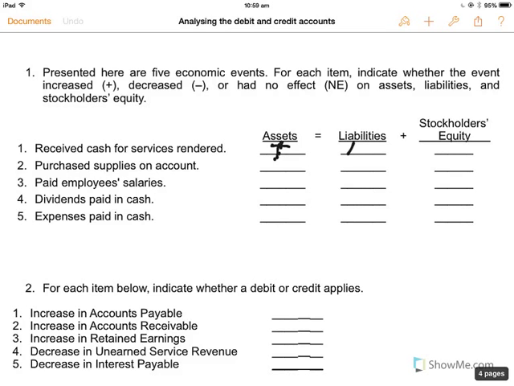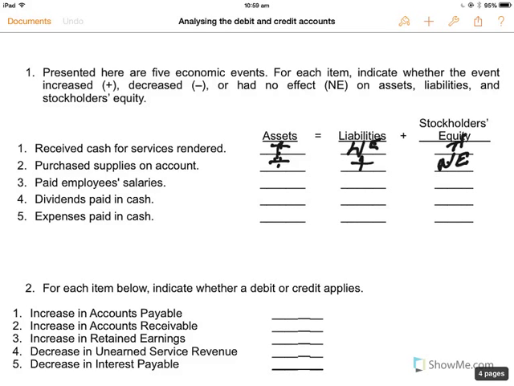Nothing, no effect on liabilities, and a plus on shareholders' equity, because we rendered services and revenue would increase, and revenue increases shareholders' equity, so that's a plus over here. Purchase supplies on account. Well, we would have assets, so assets went up on that transaction, and because we purchased on account, our liabilities also went up, accounts payable, and there'd be no effect on shareholders' equity.